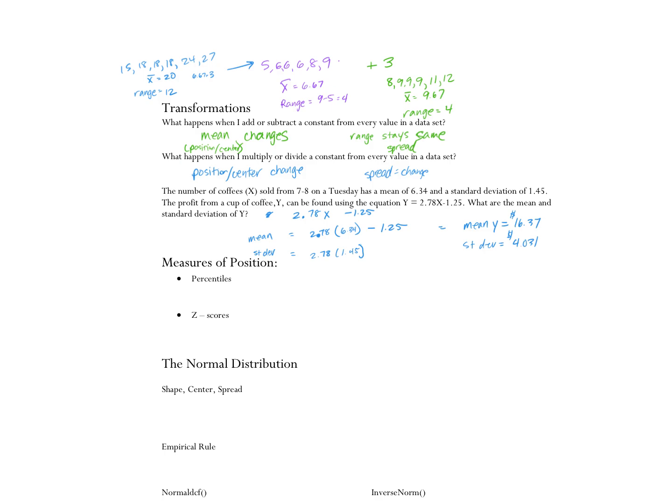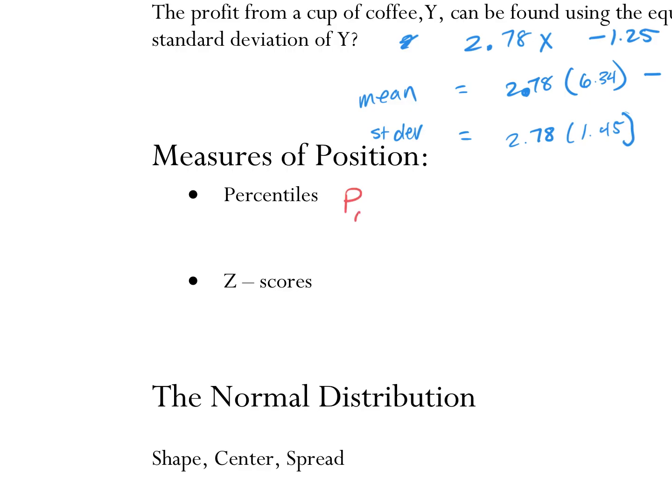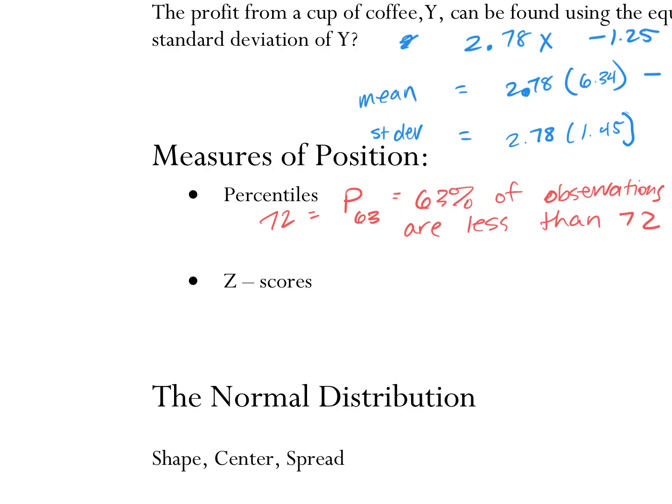Great. All right, percentiles. If something is, say, the 63rd percentile, that means 63% of observations are beneath that. So let's say for some distribution, 72 is the 63rd percentile. That would translate to 63% of observations are less than 72.